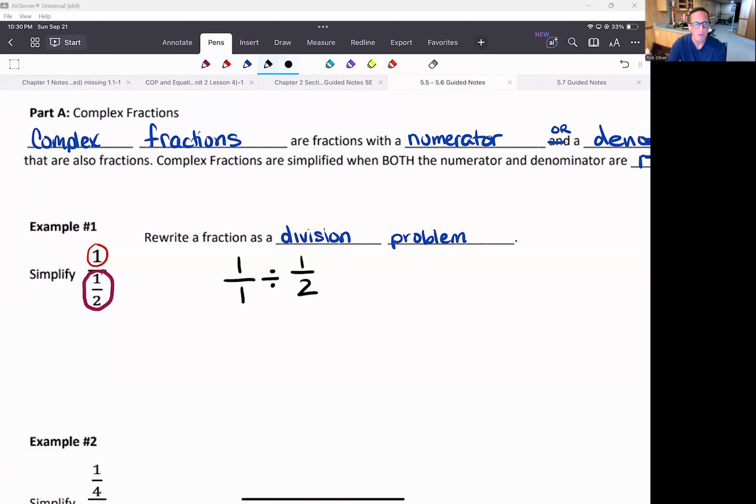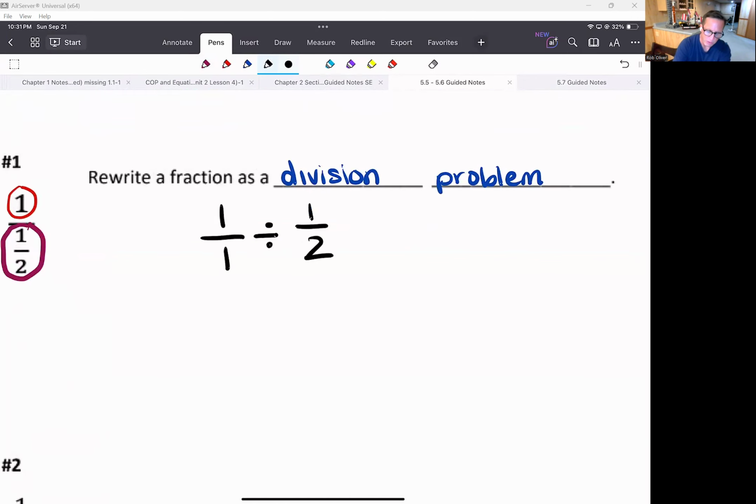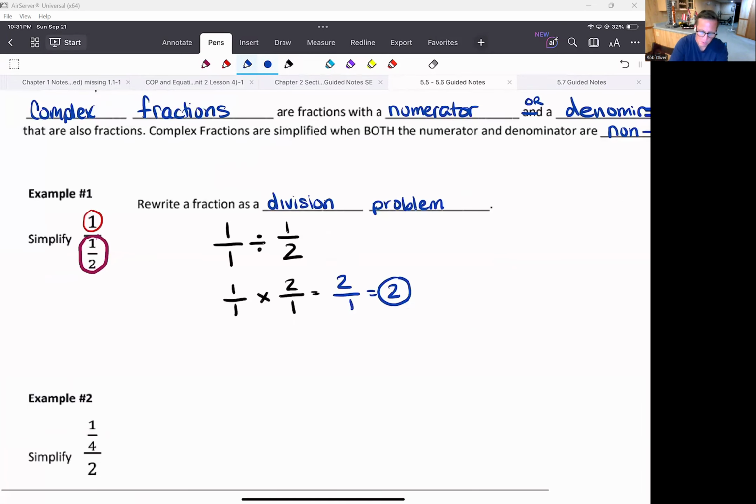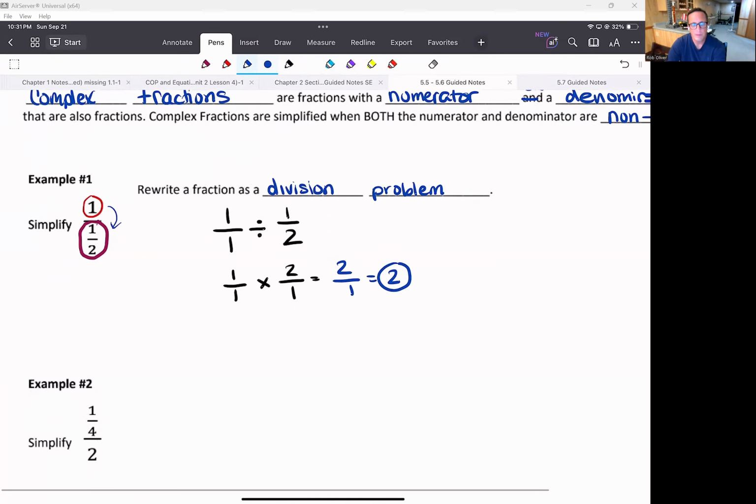Why isn't it written that way? Well, because this is math, right? You can't have things all simple. But we have 1 over 1 divided by 1 over 2. So we're just going to keep, change, flip. So we're going to do 1 over 1, change division into multiplication, and then flip the second fraction, which comes out to 2 over 1, which is just 2. So that's the answer right there. 1 divided by 1/2 is 2, right?